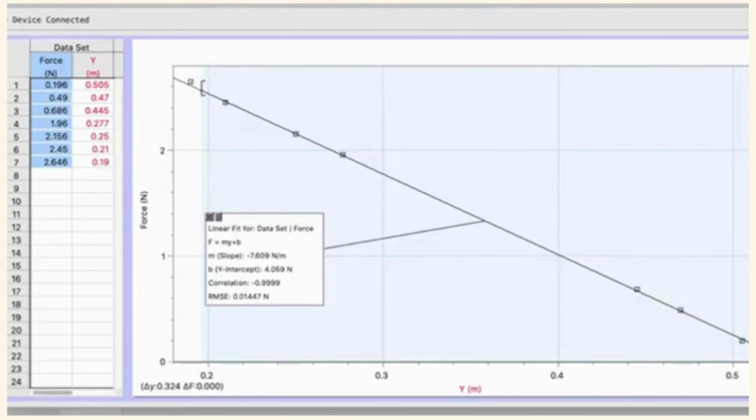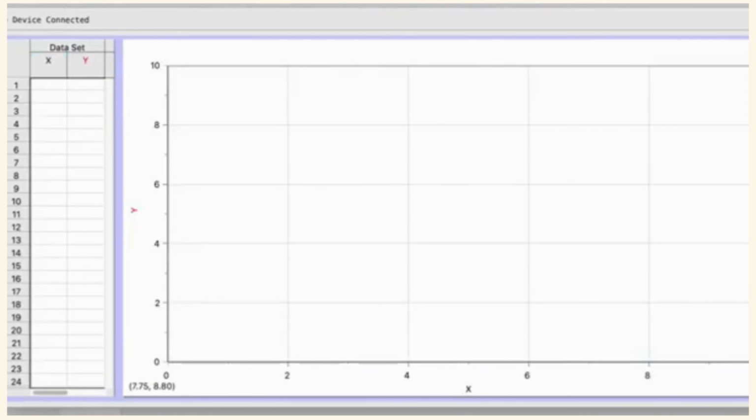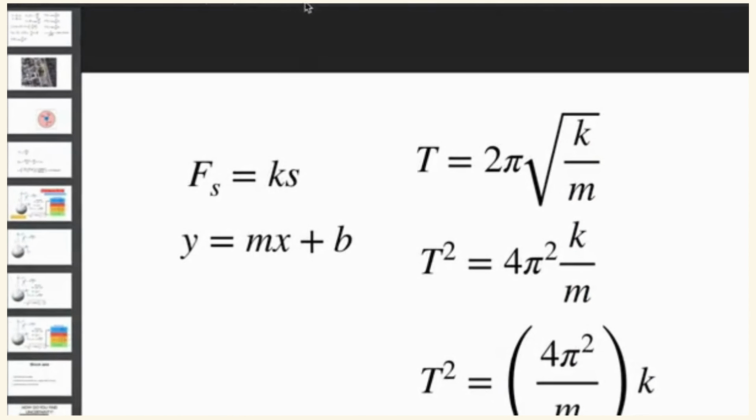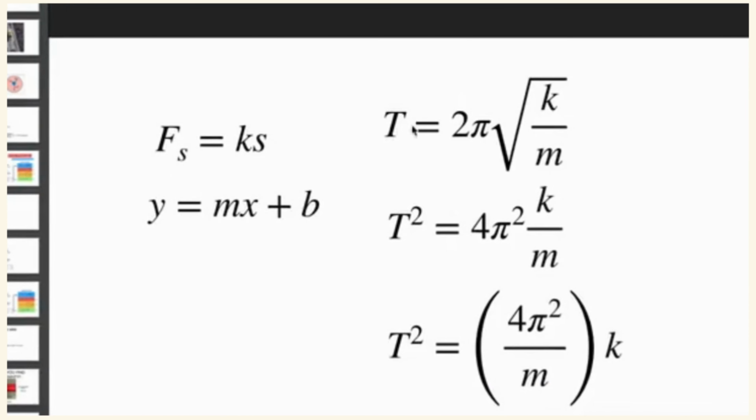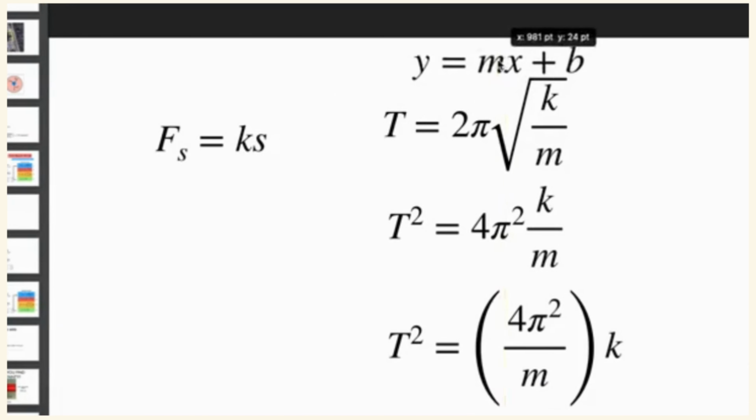Okay, now let's make a new graph. And what are we going to plot? Now I want to deal with the period of oscillation. So if I come back over here, this is my expression for the period, 2 pi square root of k over m. That's not a line, right? That does not look like this. I can't plot T versus something. I don't know what I even plot.